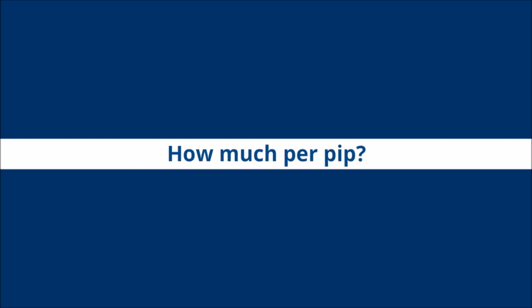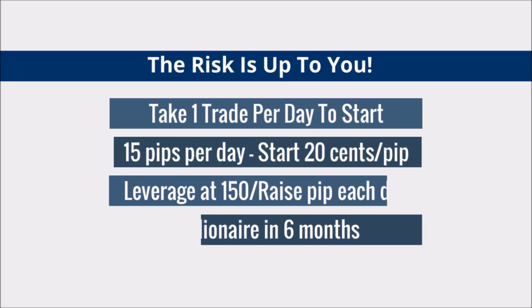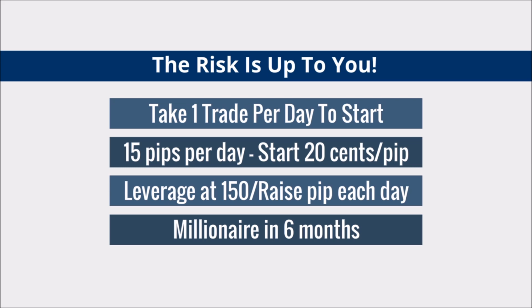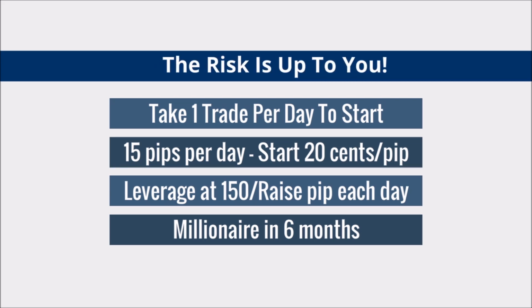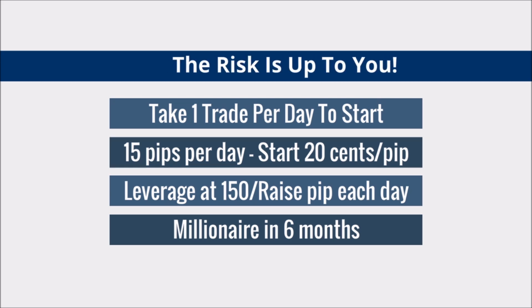Now, how much per pip do you want to risk? Well, that is up to you. I like to take a plan of 1 trade per day to start, 15 pips per day. Start with just 20 cents a pip and maybe $20 in your account, leverage at 150, raise the pip each day, and you're a millionaire in 6 months.